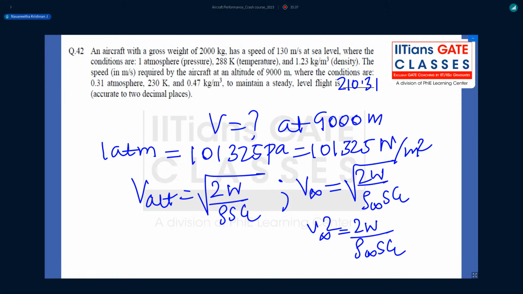Yeah, you can use the relative density directly also. No issue. That is rho by rho infinity. Okay. You can use that. No issue.